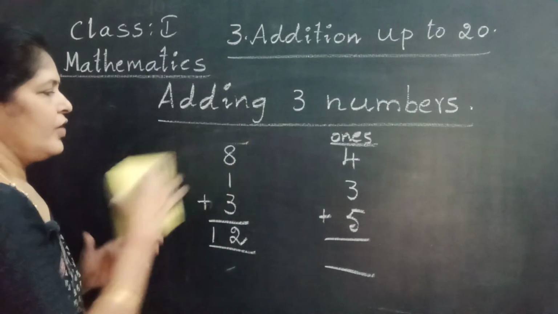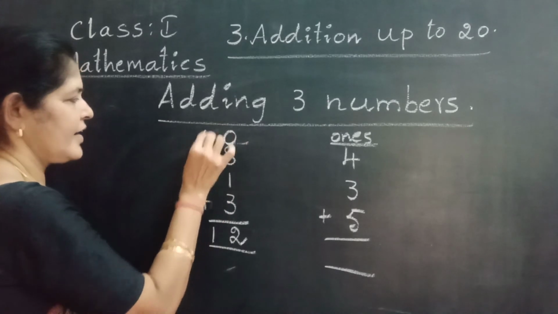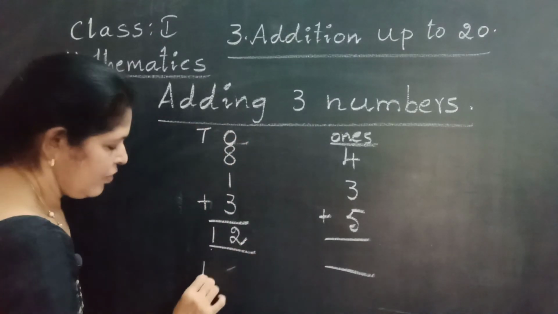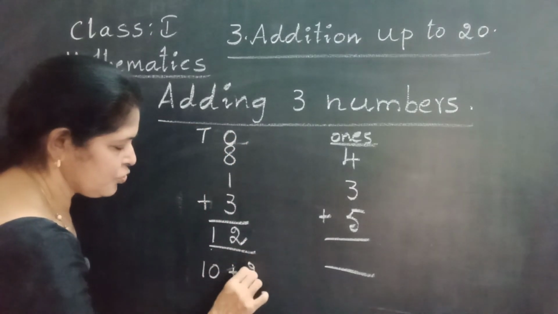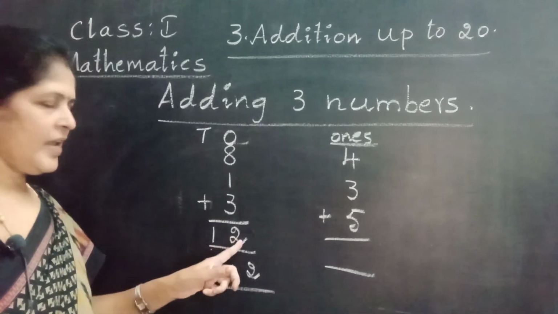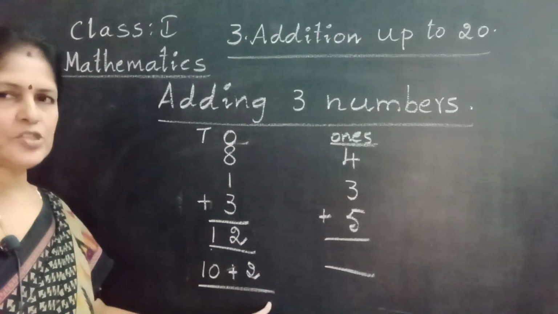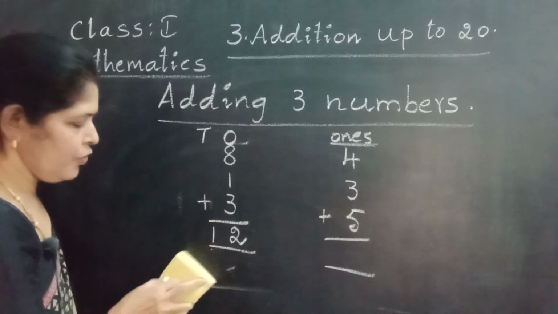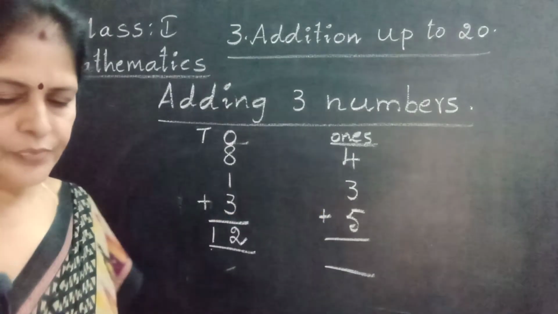Then here we are going to keep ones and tens. 12. 1 ten plus 2 ones. 12 means 1 ten plus 2 ones. 10 plus 2.